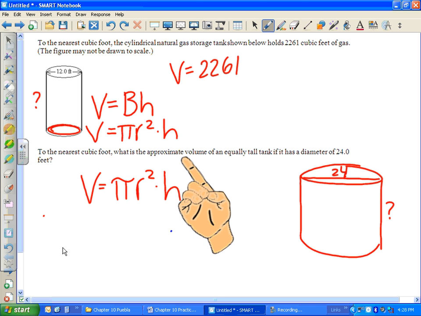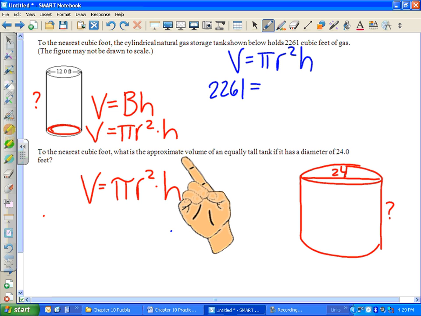I'm going to do it over here. Let me erase some of this 2261. So I'm going to start plugging in information of what I know. I know the V is 2261, that's going to go on one side. Then I have pi on this side. And the radius is 6, because half of 12 is 6, so I'm going to do times 6 squared times h. Okay, now go ahead and work that out to find out what the h is.